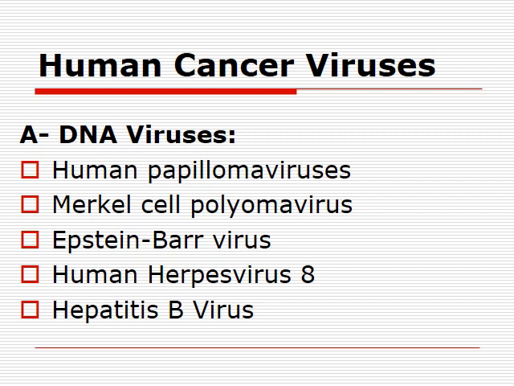DNA viruses include human papillomavirus and Merkel cell polyomavirus from the group of non-enveloped DNA viruses. Epstein-Barr virus and human herpesvirus 8 are from the group of herpesviruses, enveloped DNA viruses. And hepatitis B virus is also a group of enveloped DNA viruses. These are the main human cancer DNA viruses.